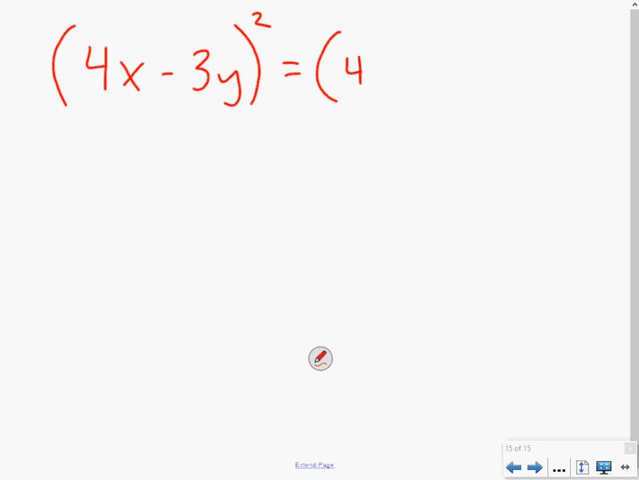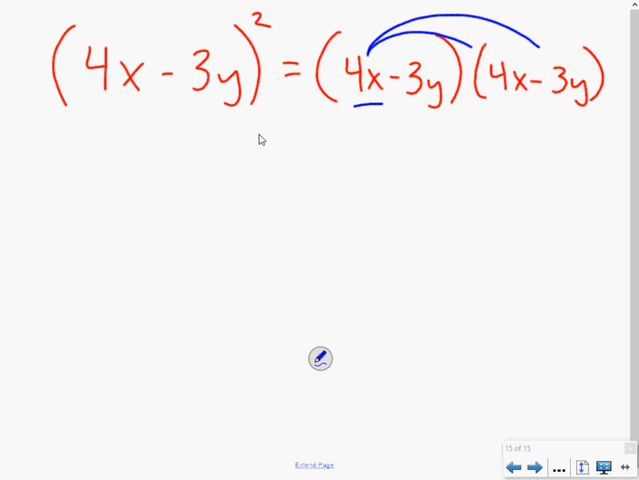Okay, and I'm going to use two different variables this time. Let's do 4x minus 3y squared. Okay. Our first step would be expand. Expand to 4x minus 3y times another 4x minus 3y. Okay, and then we're going to multiply these together. So I want to talk about one with multiple variables because it changes slightly.